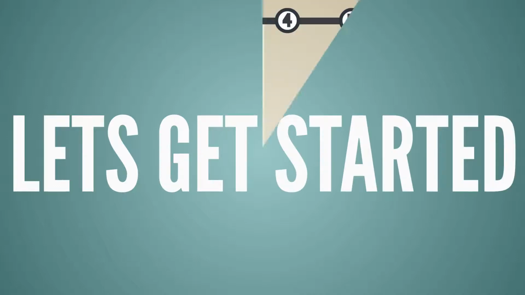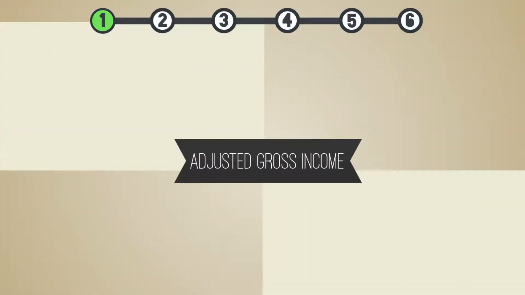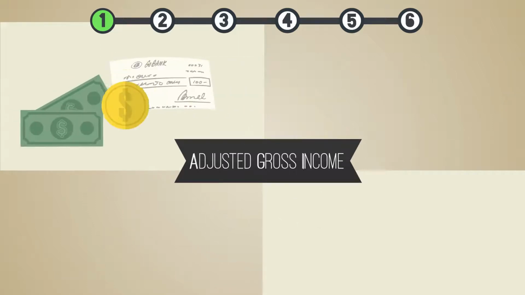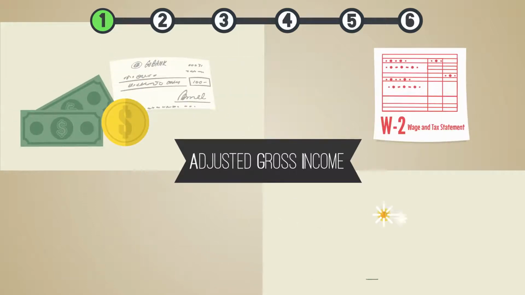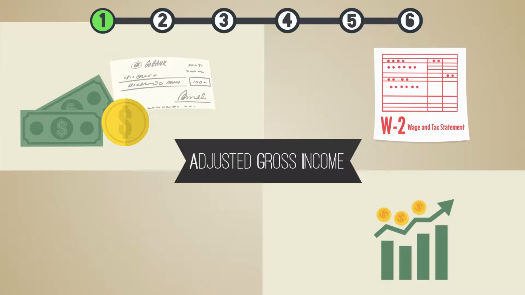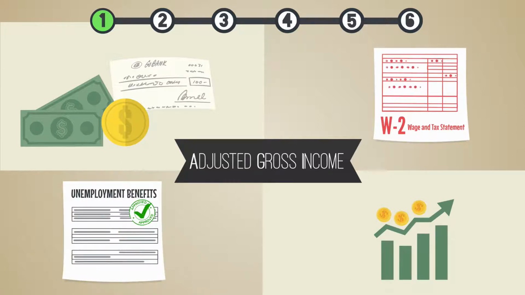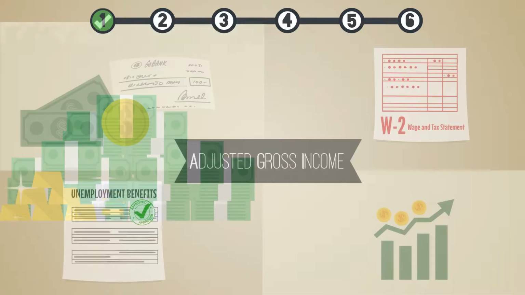The first part of the process is figuring out your adjusted gross income, or AGI. Your AGI is the wages, salaries, or tips on your W-2, plus any interest earnings from investments. If you are receiving unemployment compensation, you'll have to include that in your AGI too.